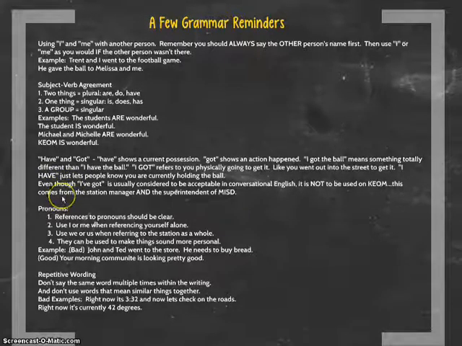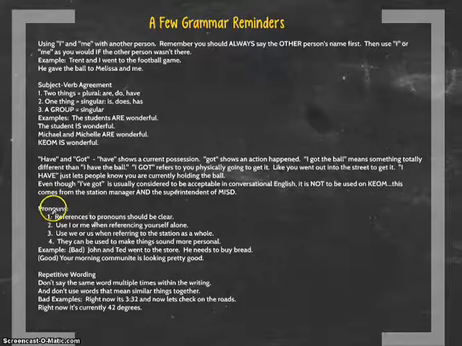Now, some people like to use the phrase I've got, and that's usually considered to be acceptable in conversational English. However, KEOM rule, you shouldn't use I've got. Mostly because it could be misunderstood and people might not hear you say the V part of I've and think you're speaking incorrectly. And this is coming from the station manager and the superintendent, so it's just not anything we would question.